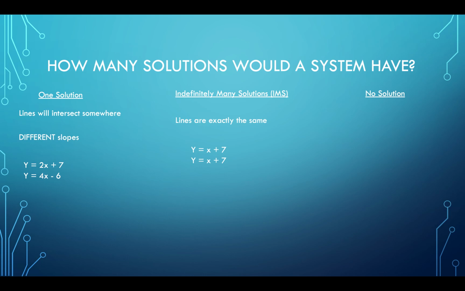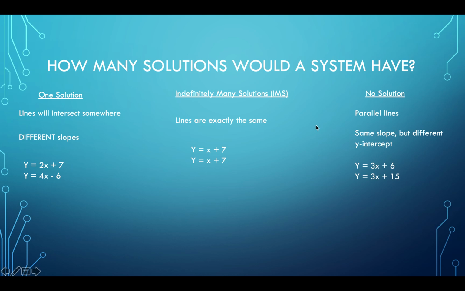We can also have no solution. The lines would be parallel, and they would have the same slope, but a different y-intercept. So our example would be y is equal to 3x plus 6, and y is equal to 3x plus 15. Slopes are the same here because they're both 3x, but our y-intercepts are different. In one equation, it's positive 6, and in the other, it's positive 15.